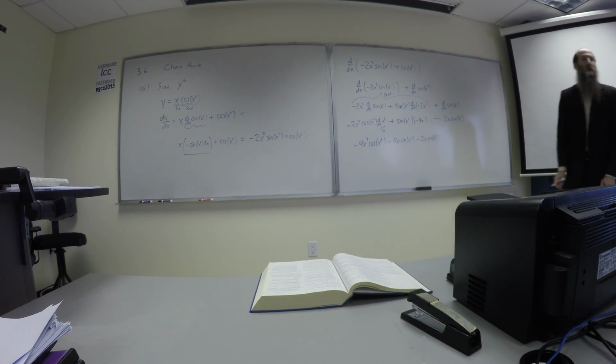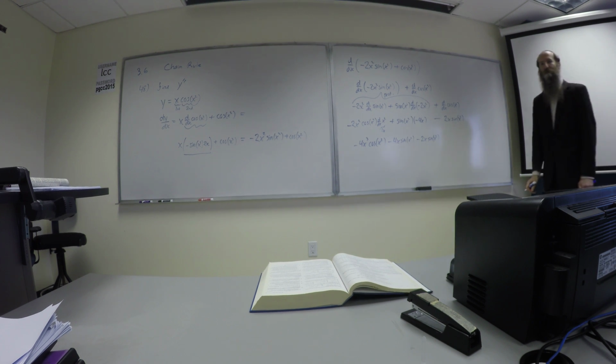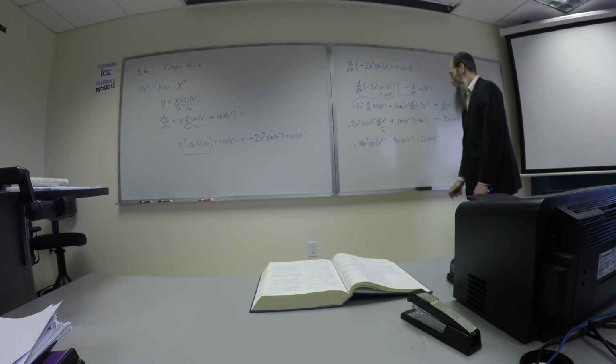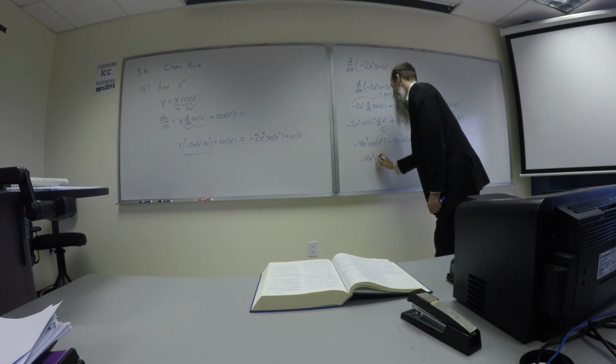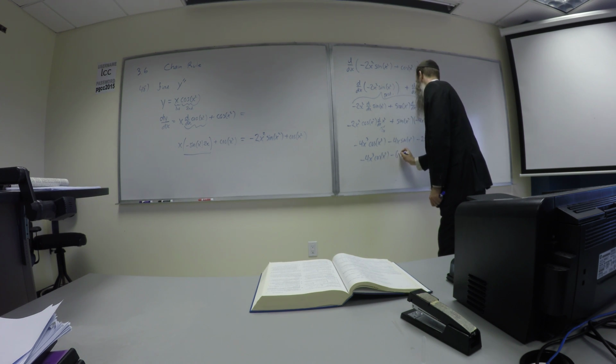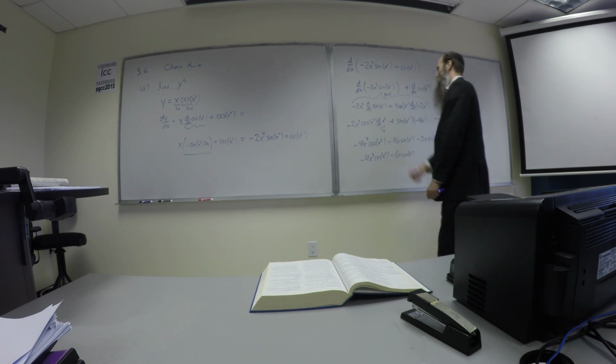So now what's the last step? Can't you combine it? That's right, it turns out we have like terms. So it'll be a negative 6x for this last part. So negative 4x cubed cos of x squared minus 6x sine of x squared.